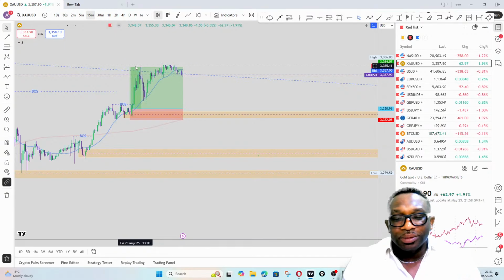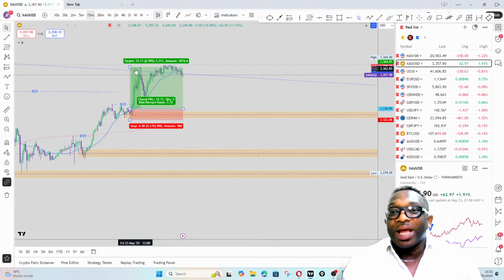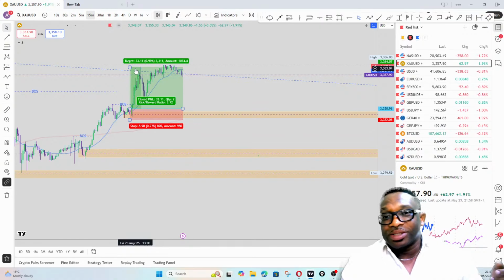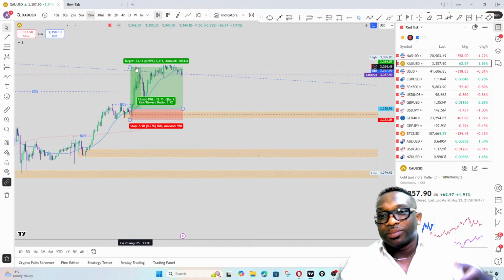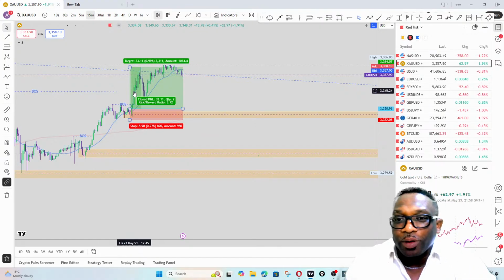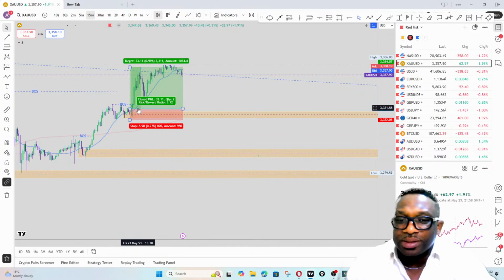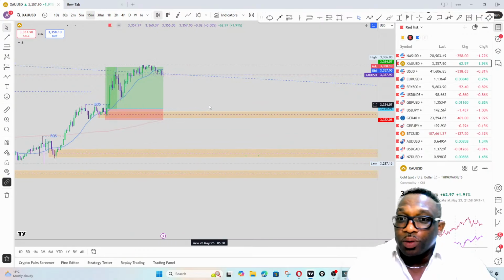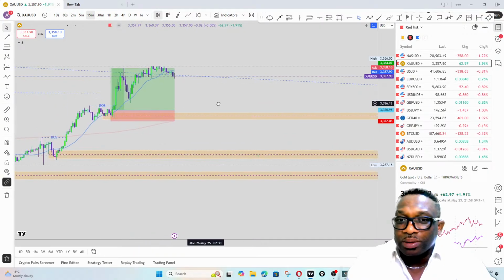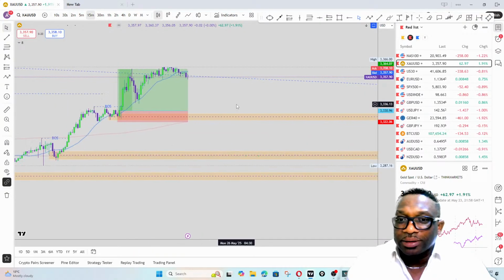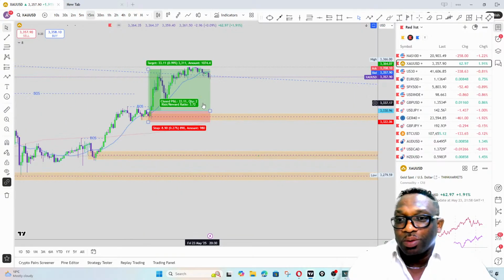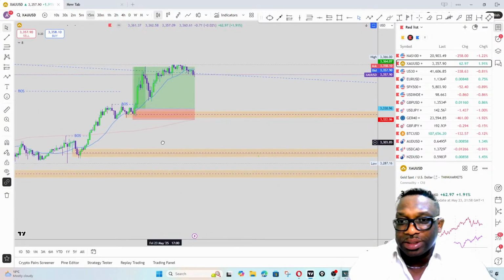Let's say it gives you 3R. So basically you're risking 1 for 3. So you're making 3 times your risk, which is a good thing. So we have to look into this with every level of carefulness as we go into this journey.